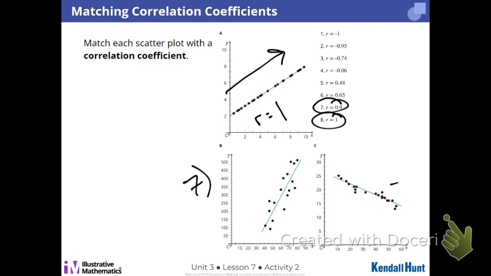Okay, C. Who's got one for C? Heidi. 2. I would agree with 2. Very strong negative. Not perfect, but strong negative. Okay?